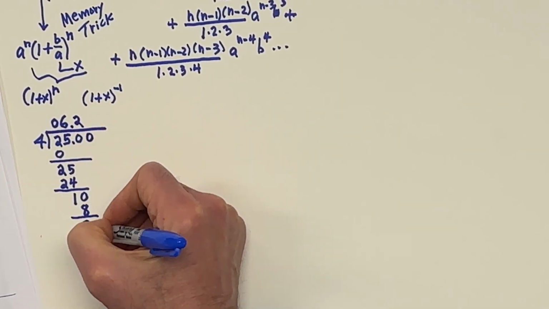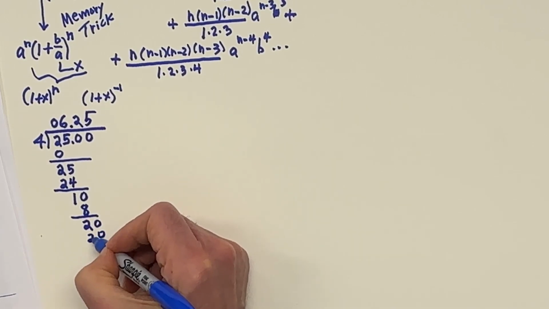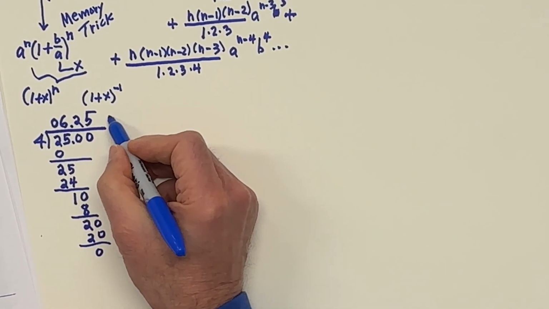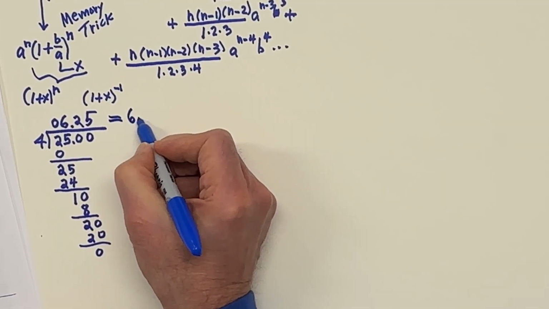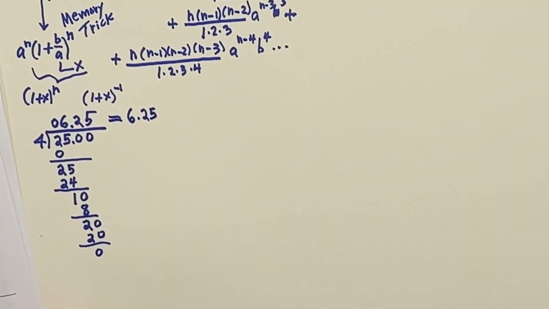How many times does 4 go into 20? 5 times, and 5 times 4 is 20. And now when we subtract and get 0, we're finished. Now that's a leading 0 we don't need to worry about. This is equal to 6.25, 6 1/4. All right, that's long division.